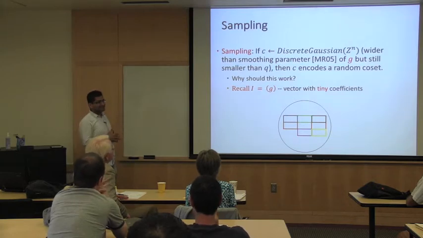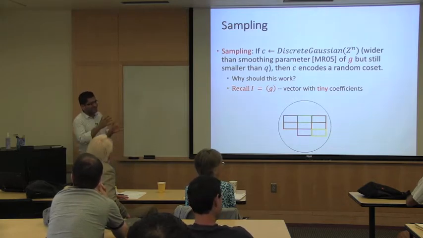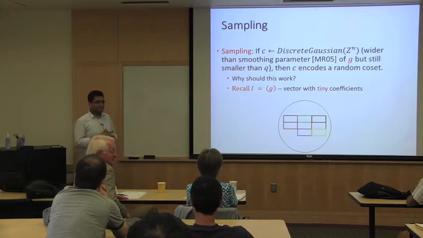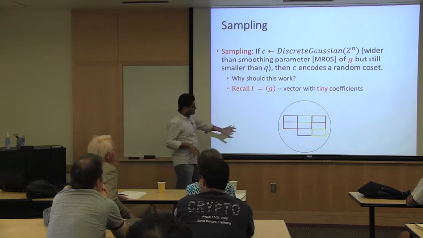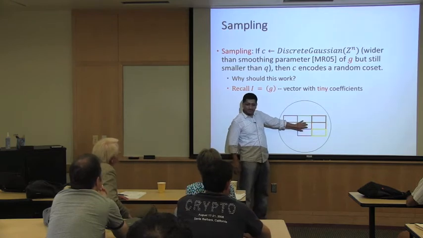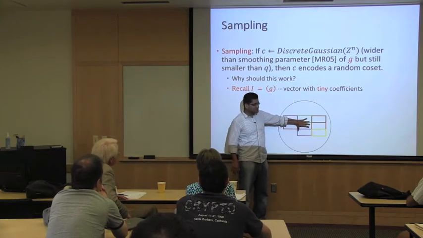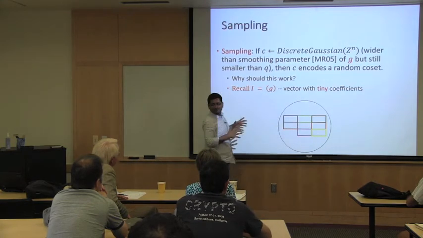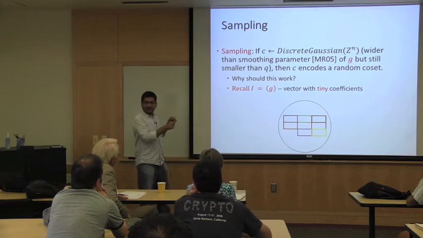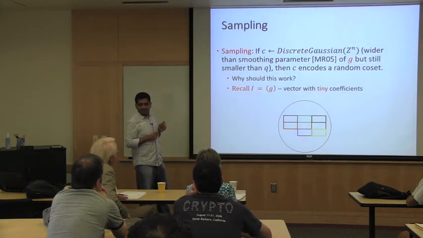So this is something that Daniel can explain better. The idea is that this box represents the lattice corresponding to this ideal I, and if you look at a large enough number of boxes and you pick a random point, you will hit a random coset of I.